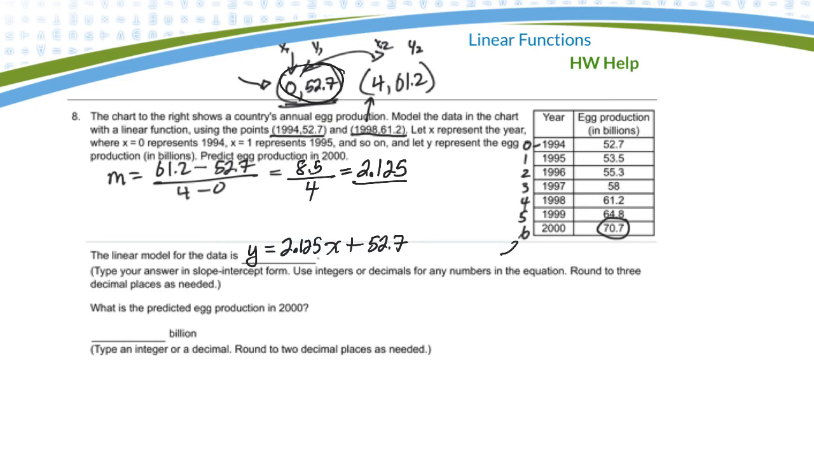Well, 2000 is 6 years since, so I would take that equation to 2.125, and for x, I'd plug in a 6, plus 52.7. Let me just check that and see what I get. I get 65.45. Interesting, it doesn't come out to the same number. But like I said, they should have asked about 2010 or something.